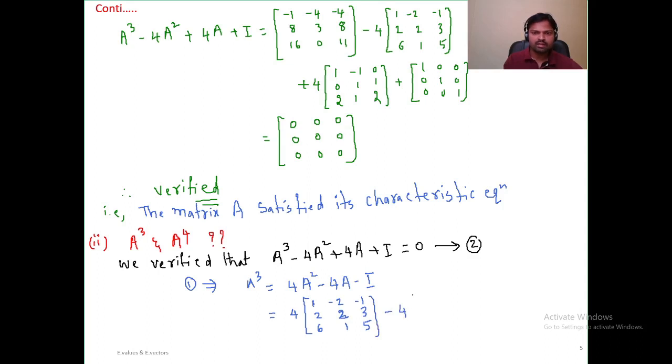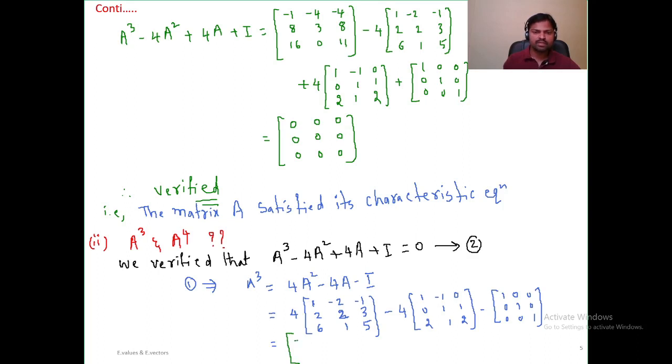What is A? So this is matrix A, right? Rows 1, minus 1, 0; 0, 1, 1; 2, 1, 2. Okay, next minus the identity matrix, so 1 0 0, 0 1 0 and 0 0 1. Okay, and now simplify and write down. Yes, 4 ones are 4, minus 4, 0, and this is minus 1.